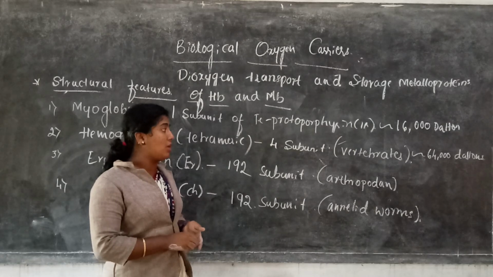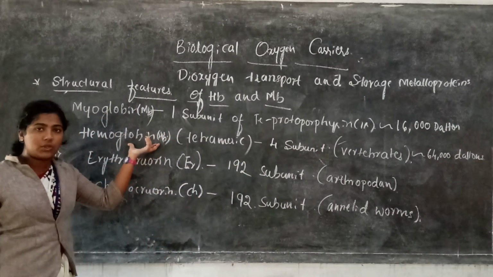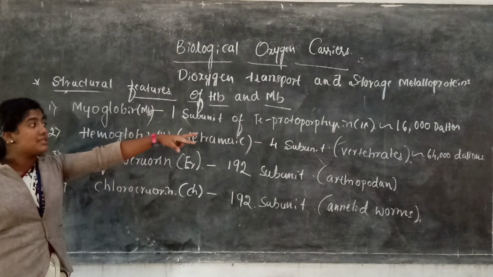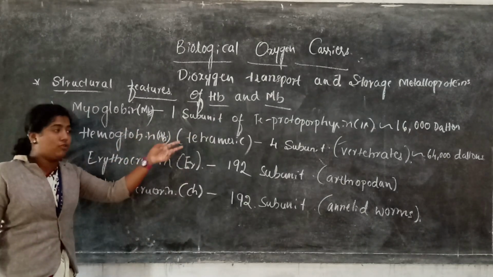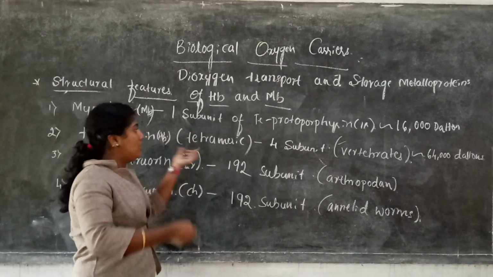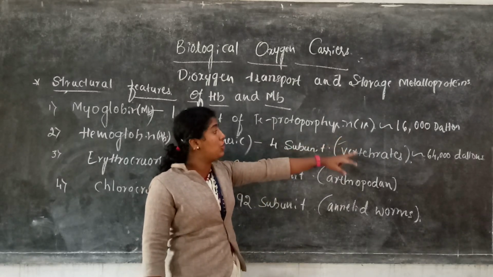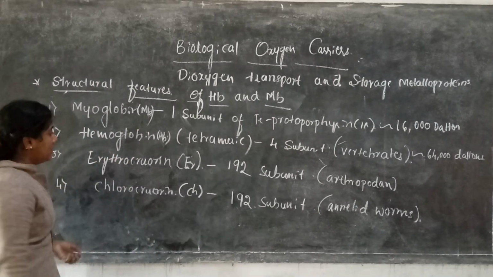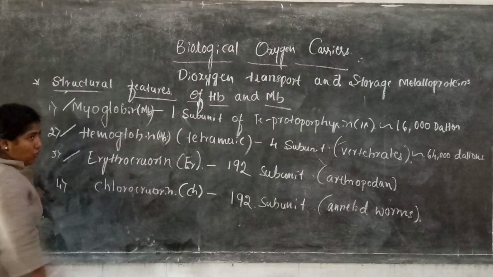Nearly 64,000 Daltons is the molecular weight of hemoglobin. Myoglobin contains only one subunit, meaning nearly 16,000 Daltons, and hemoglobin contains four myoglobin-like units. So it contains four subunits of this myoglobin unit. Here 16 times 4 gives 64,000 Daltons, the molecular weight of hemoglobin. So here we have hemoglobin, myoglobin and erythrocruorin.